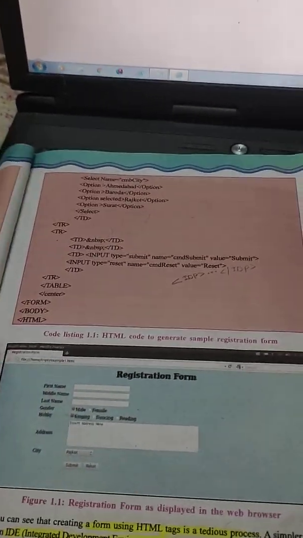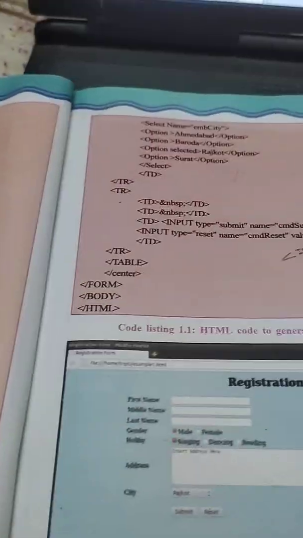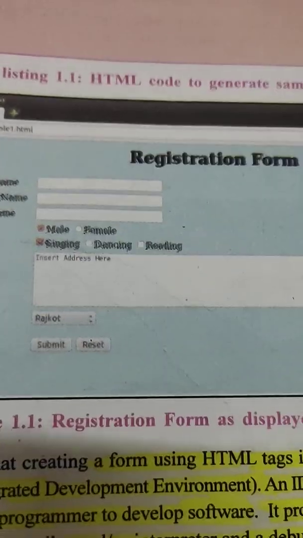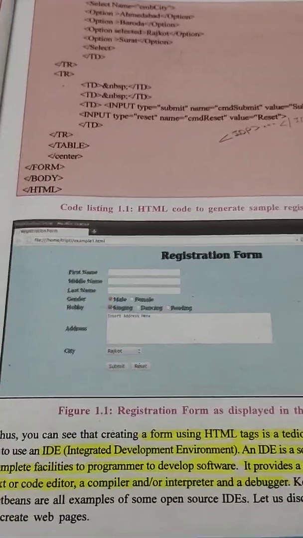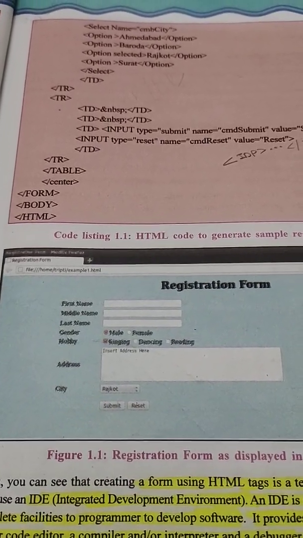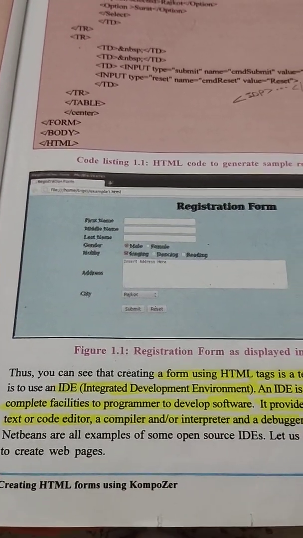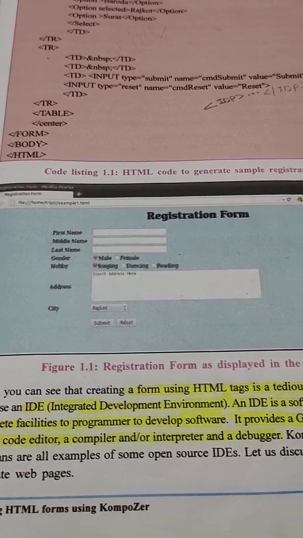Now next is the registration form. The same thing comes: if we are filling such menus properly, then we get a registration form. And in the last, I have to explain the main thing, creating HTML using Composer. What is Composer? Now we will understand Composer, which is an integrated development environment.